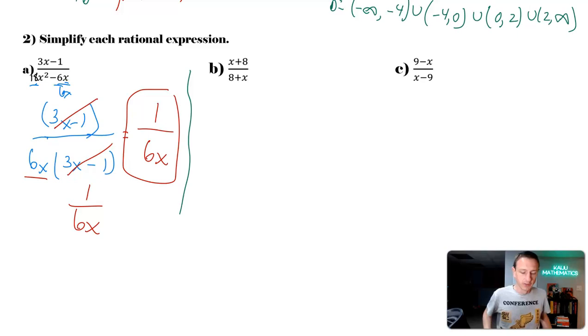So we got letter B. Letter B is interesting because it says x plus 8 over 8 plus x. Those are equivalent statements. X plus 8 and 8 plus x are the exact same thing. So these two factors of 8 plus x and x plus 8, those are going to cancel out. So we're just left with 1.